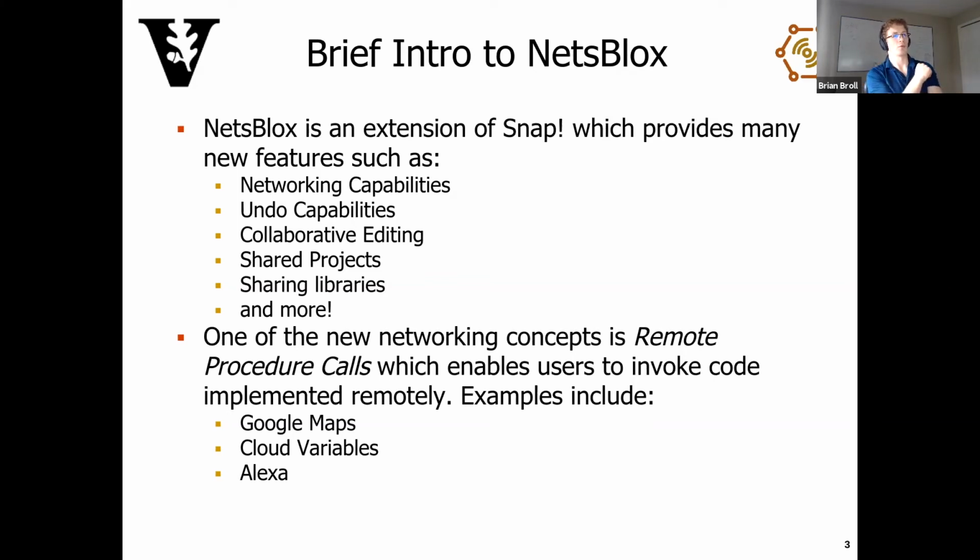Now these remote procedure calls are grouped into services based on their functionality. So there's a Google Maps service that lets you fetch different maps and convert latitude and longitude to X and Y coordinates. There's a cloud variables service that, as you might expect, has a bunch of RPCs related to setting and getting variables on the cloud. And the one that we'll be focusing on today is the Alexa service.